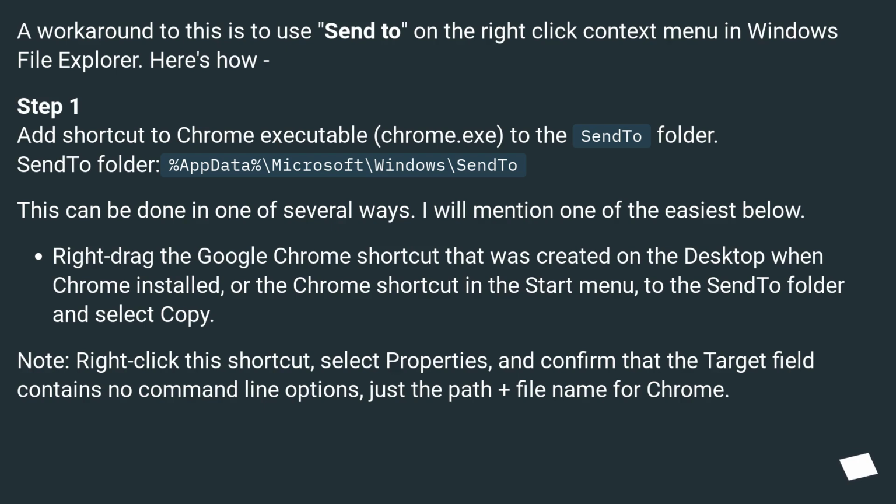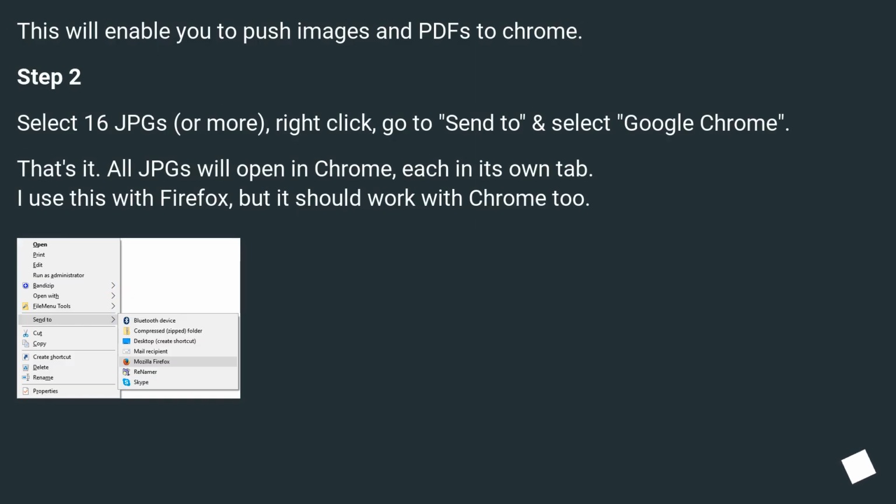Right-drag the Google Chrome shortcut that was created on the desktop when Chrome installed, or the Chrome shortcut in the Start menu, to the SendTo folder and select Copy. Note, right-click this shortcut, select Properties, and confirm that the target field contains no command line options, just the path plus file name for Chrome. This will enable you to push images and PDFs to Chrome.